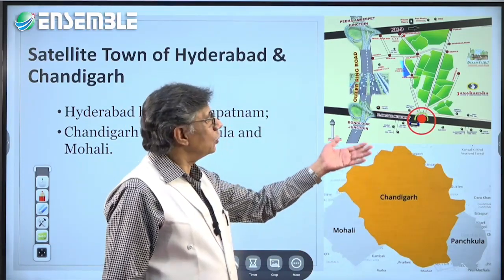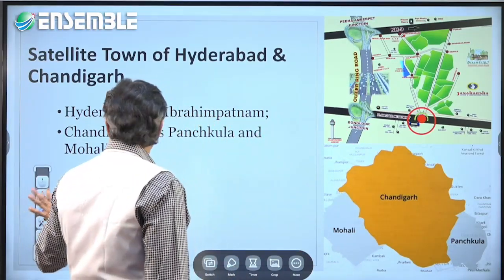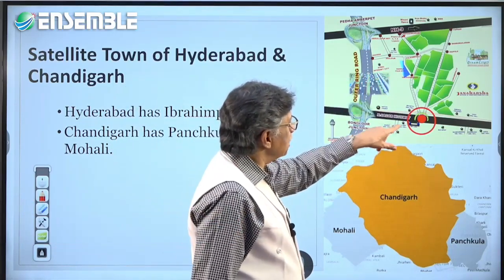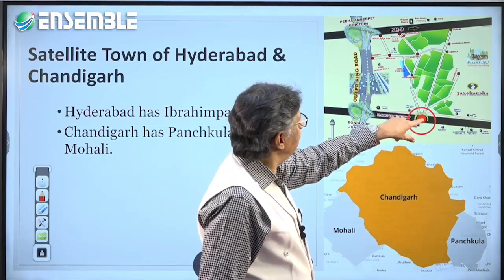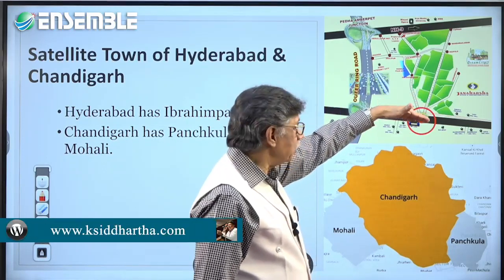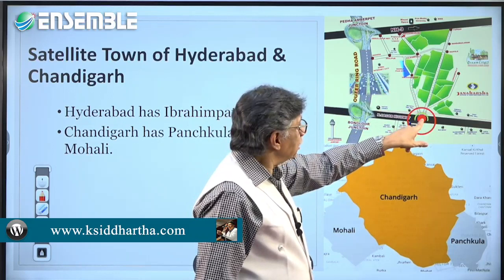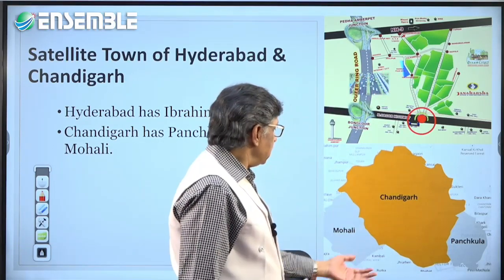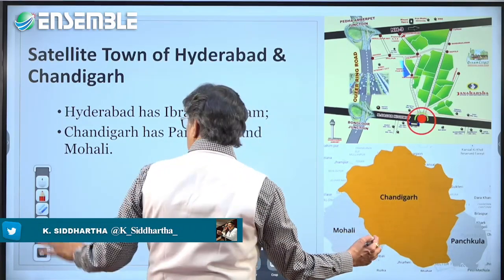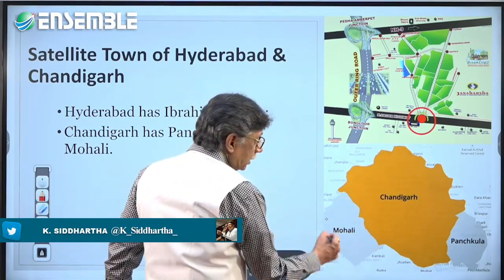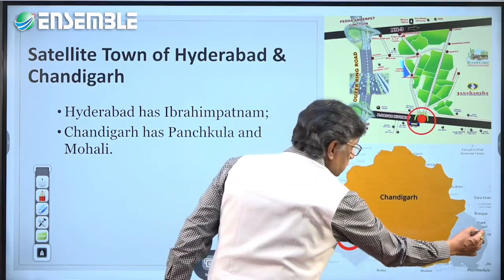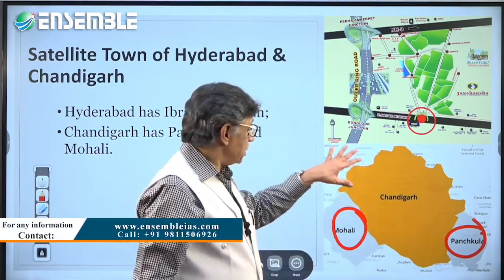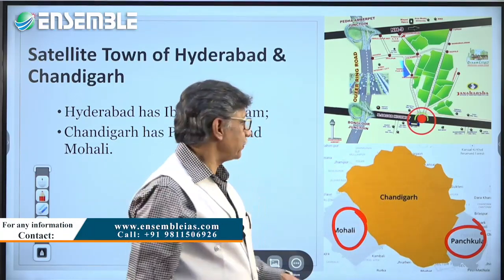In a similar manner, you're going to find a good number of satellite towns in and around Hyderabad as well. For example, this is where you're going to have Ibrahimpatnam. That is going to be an example of Hyderabad. Ibrahimpatnam is a part of it, and that's one example. Chandigarh, you're going to find it. There are going to be two of them. One of them is going to be Mohali, that's one. And the second is Panchkula. Two of these are again functioning as satellite centers for this region, for the whole of Chandigarh.